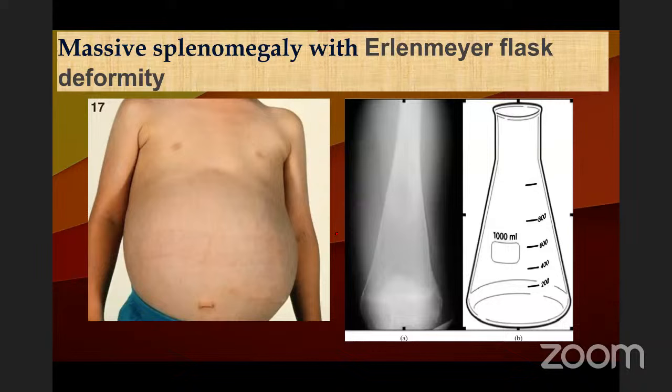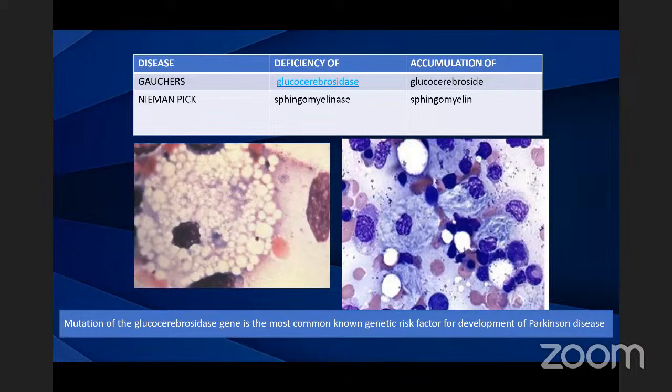This is one question which comes every time in the exam. So we'll quickly read this. This is massive splenomegaly with Erlenmeyer flask abnormality. This is very classically seen with Gaucher's. All of you know Gaucher's, you have to identify. This has a crumpled tissue paper appearance, which you should be able to identify. Whereas if they show you foam cells, you have to know foam cells are very characteristically seen with Niemann-Pick disease.